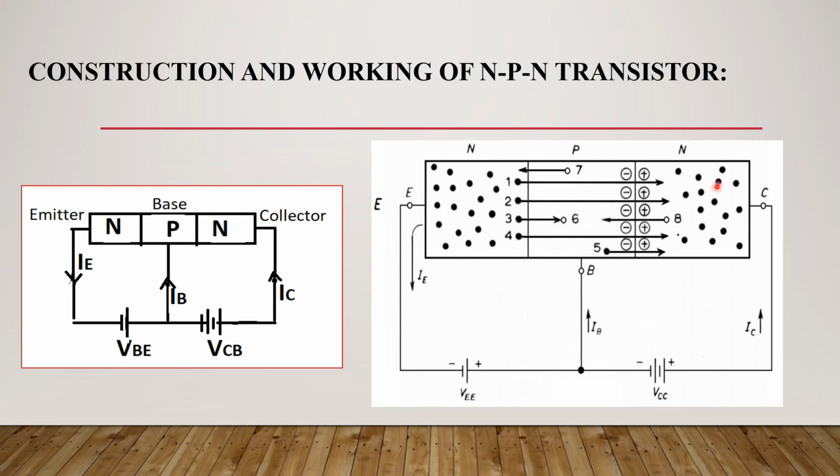There are two reasons for this. Firstly, IE consists of holes that do not contribute to IC, and the electrons injected into the base are not all successfully reaching the collector. The ratio of IC to IE is called alpha, and that comes out to be around 0.99 for this transistor. So this is all about the working of the NPN transistor.